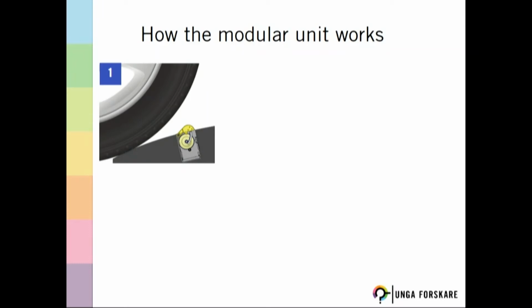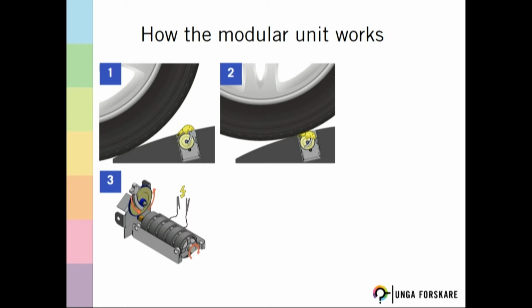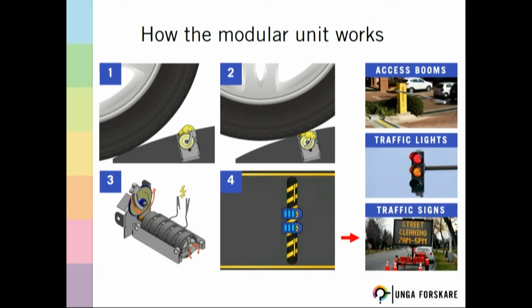The Modular Unit is only one component of a much larger renewable energy speed bump system, and it works as follows. The vehicle approaches the speed bump at a speed somewhat higher than 7.5 kilometers an hour. The vehicle then crosses the speed bump and depresses the actuator. Kinetic energy is transferred from the wheel of the vehicle to the actuator of the Modular Unit. Inside the unit, the linear motion of the actuator is converted to rotational motion, which is delivered at high RPM to a set of dynamos via a gearbox. The generated electricity is then stored in the middle of the speed bump. The idea is to then power access booms, traffic lights, and traffic signs.